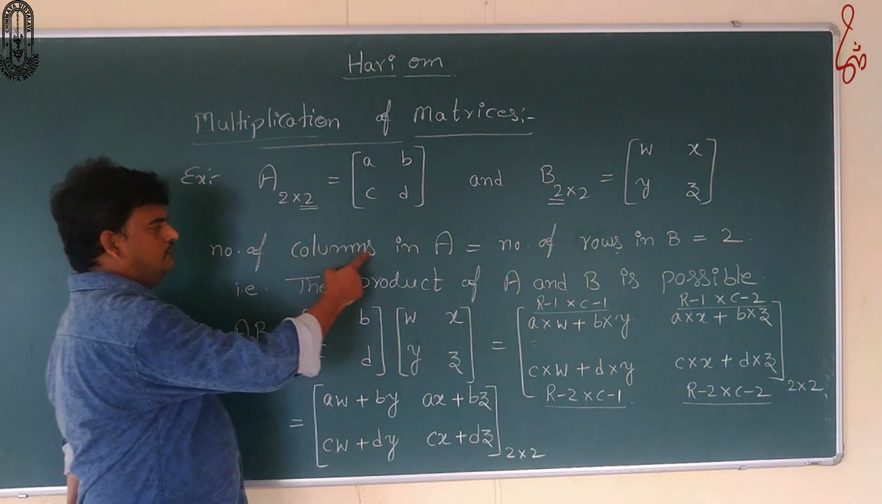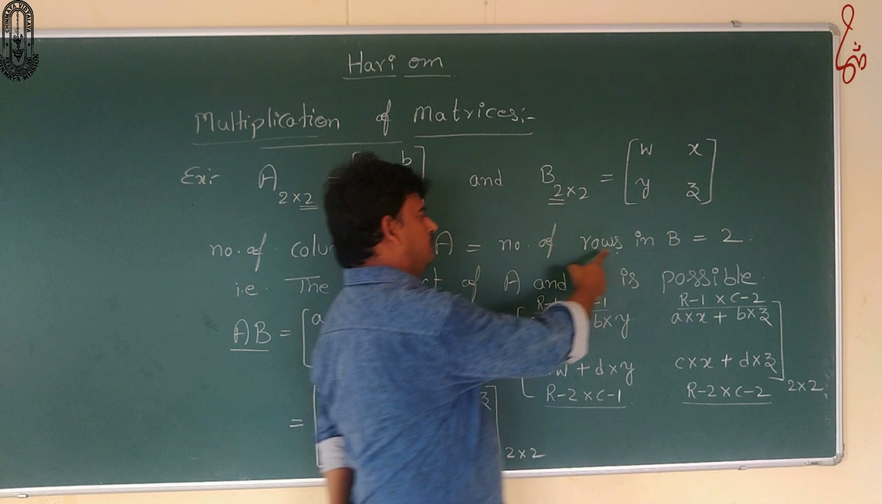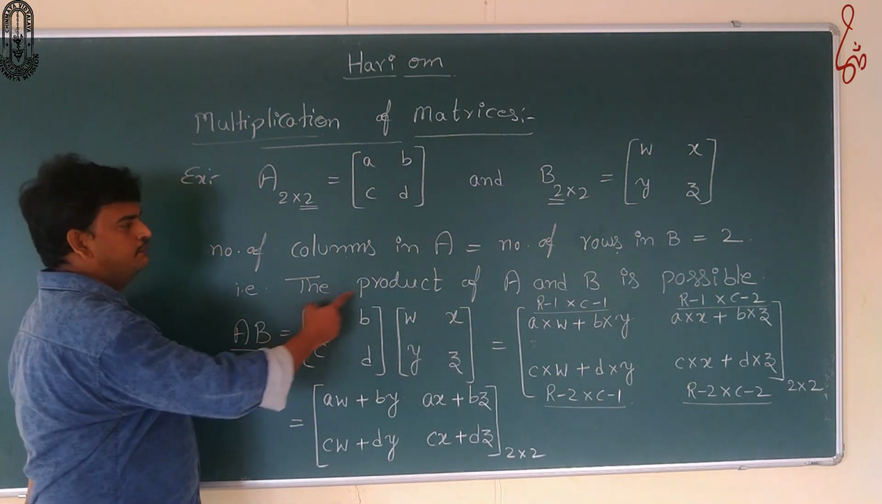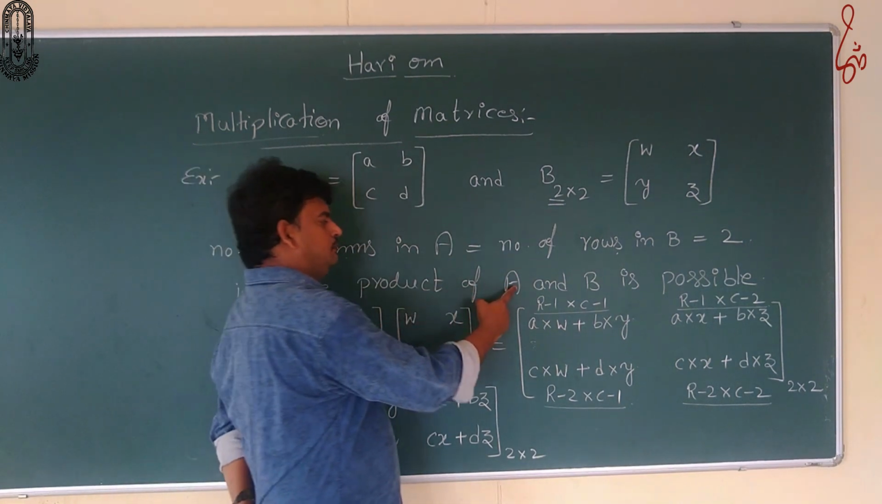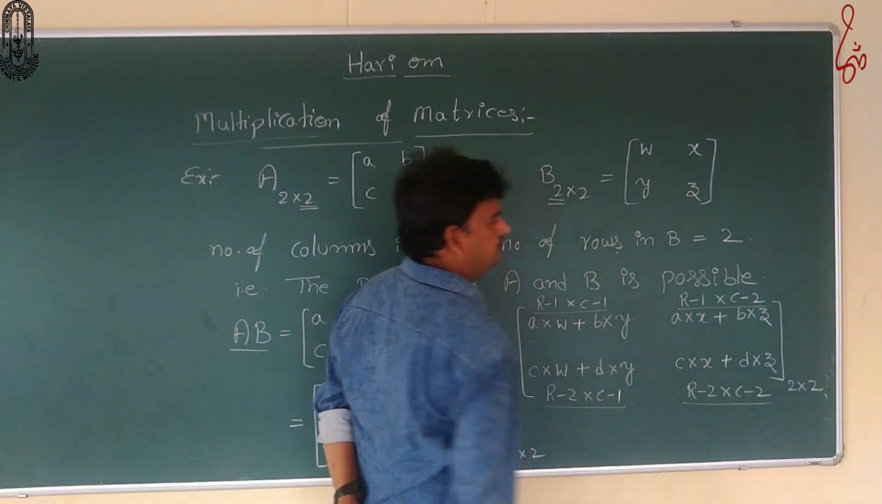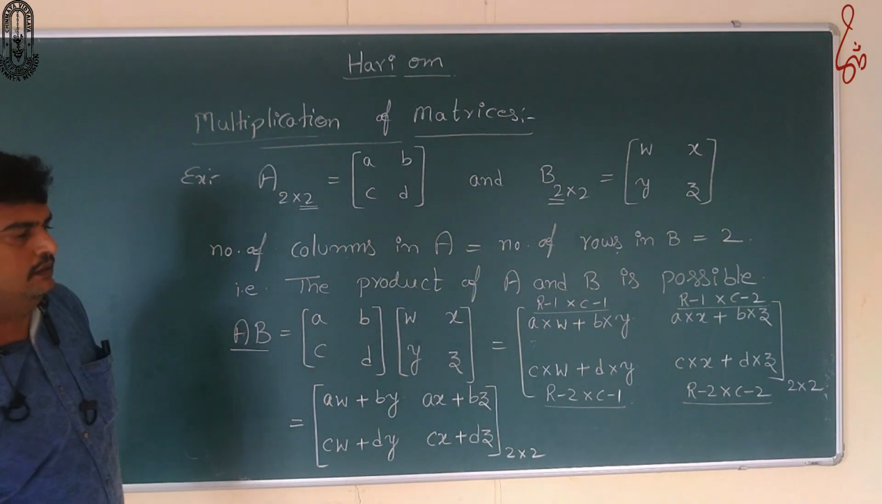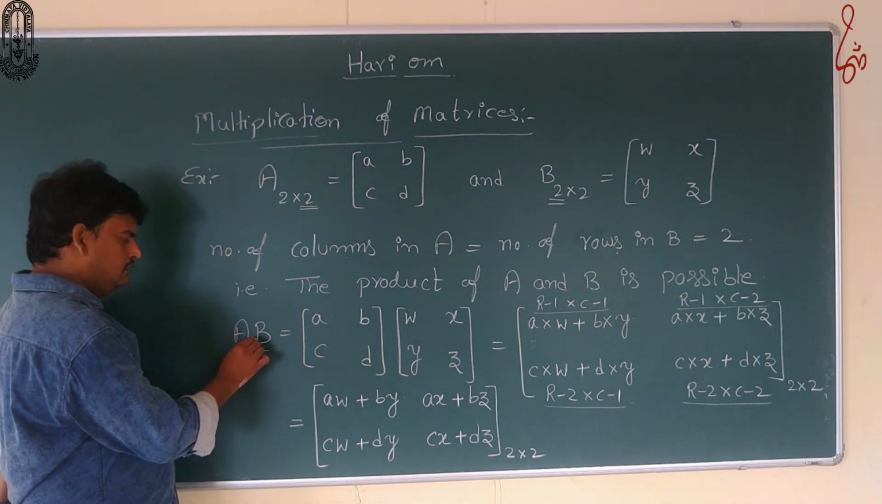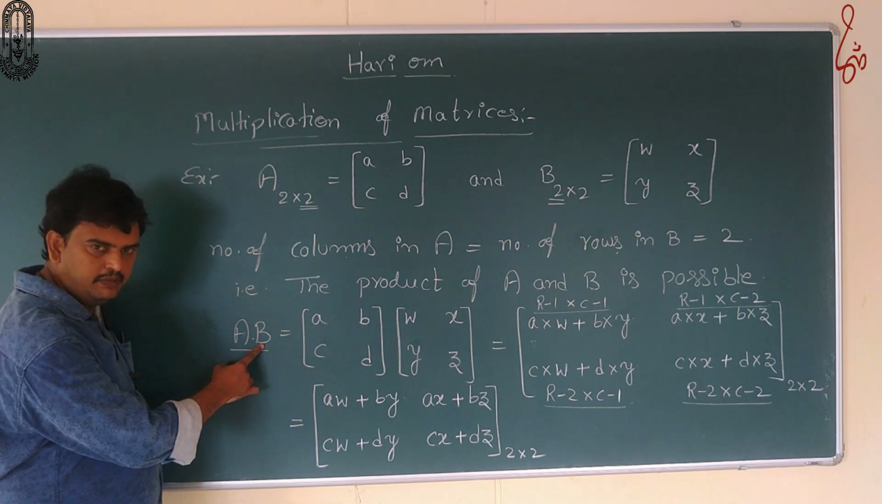So the number of columns in A is equal to the number of rows in B, which is 2. Then there is a possibility to find the product of A and B, so I can multiply. Now let us see how to multiply. Now I am going to find the product of A and B.